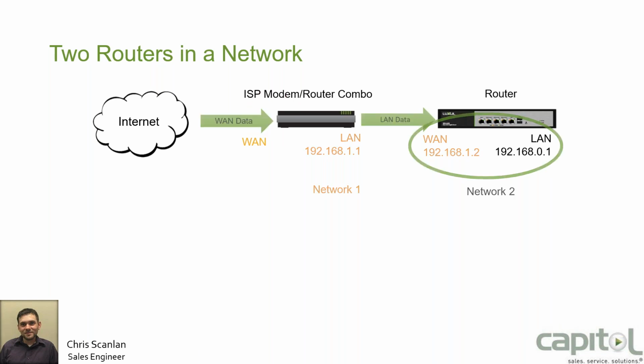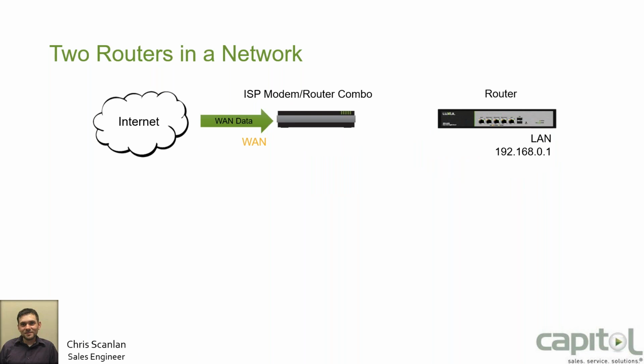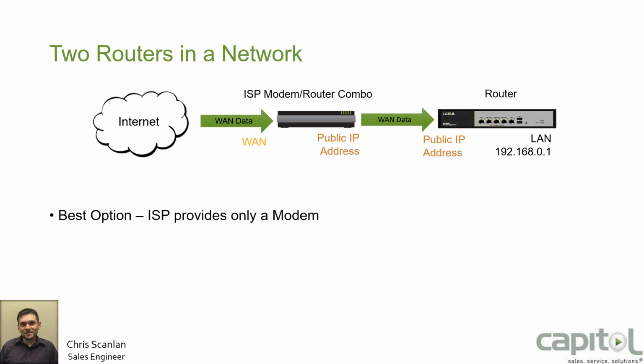So how do you fix this? What you want to have is a WAN connection coming in. You ideally want to switch that modem router to just a modem so it passes that public IP address to your router. Obviously, this is the best option: your ISP provides only a modem. If they don't provide only a modem, on most modem routers you can set it to bridge mode, which virtually turns it into strictly a modem. Sometimes you have to call the ISP and they will do this for you.